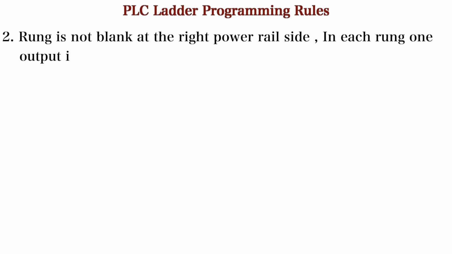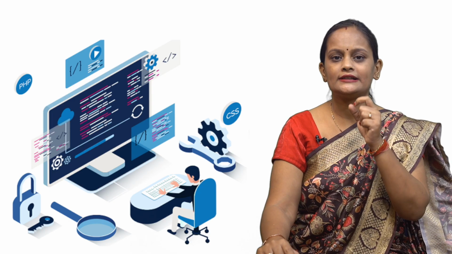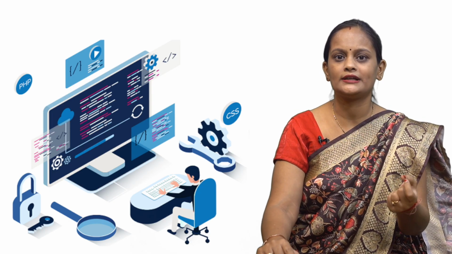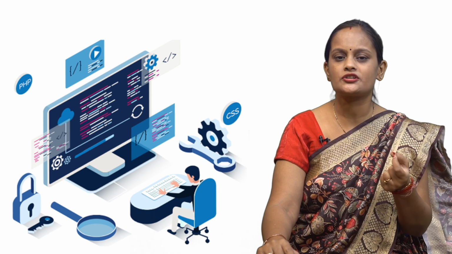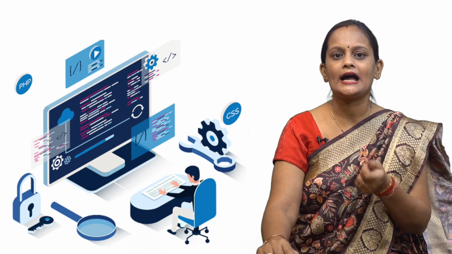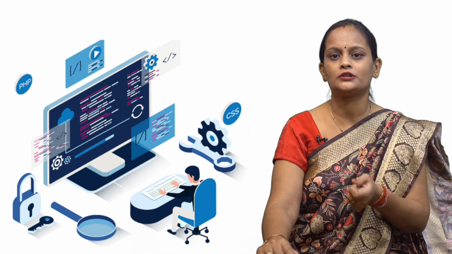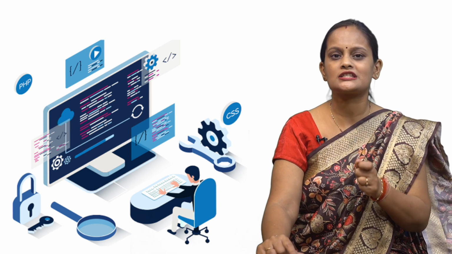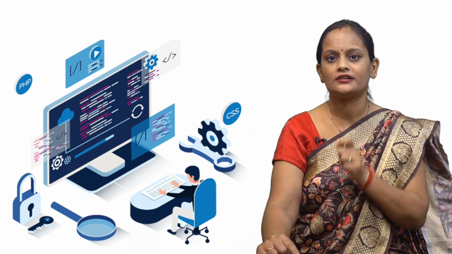Next is, the rung is not blank at the right power rail side. It means in each rung one output is compulsory. Okay, here you can clearly see, like the first rule, where the input is necessary in each rung, similarly there must be an output in each rung.